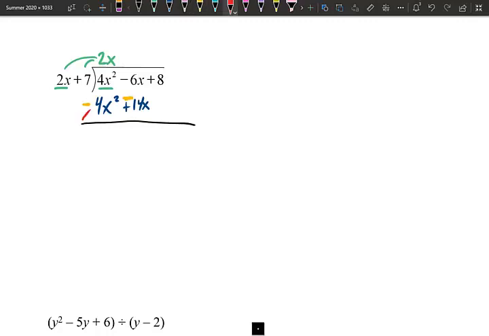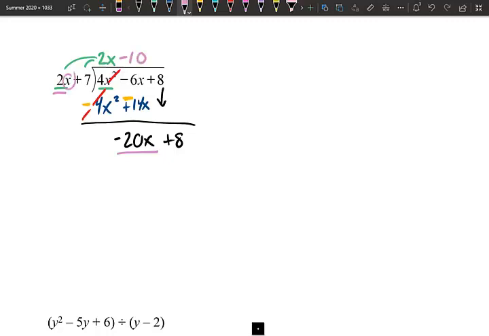And our first term cancels. That's our goal. That's why it's always going to happen. So we have negative 6x minus 14x, and we have negative 20x. And we bring down what's left, so plus 8. And then we just do it again. Repeat that process. So we're only looking at the first one, 2x and negative 20x. I need 2 to become negative 20, so I need to multiply by negative 10.